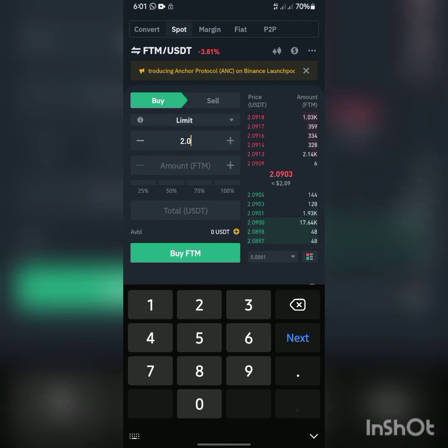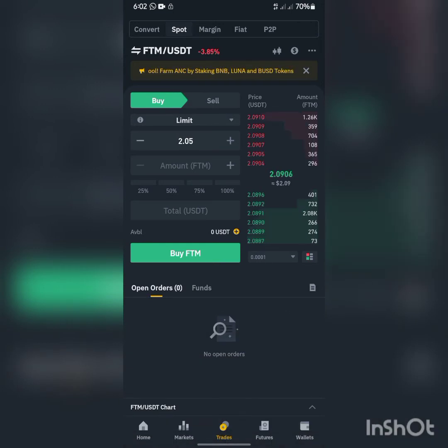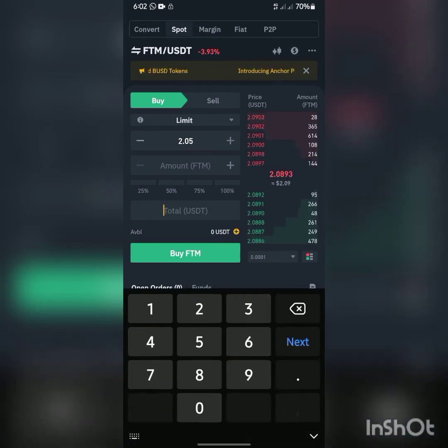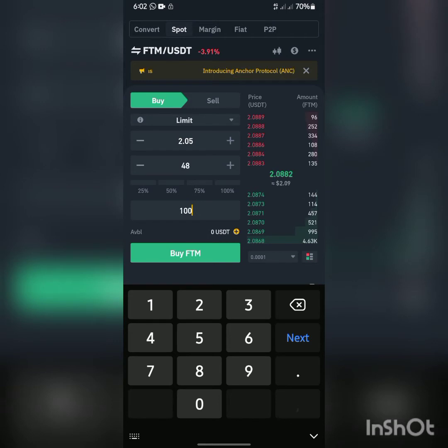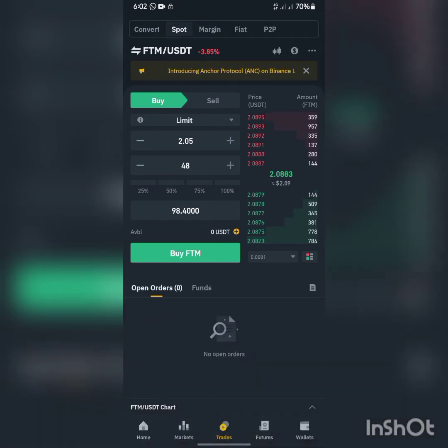Let's say after your analysis you feel it's going to go to 2.05. Just put it there, because you feel it's going down and you want to buy lower. Then you input your USDT, which is 100 USDT you have, and this is what you'll be having after doing that. It's the same thing for sell; the same process for buy is the same process for sell. The next one is market.